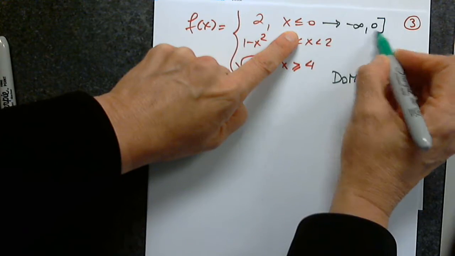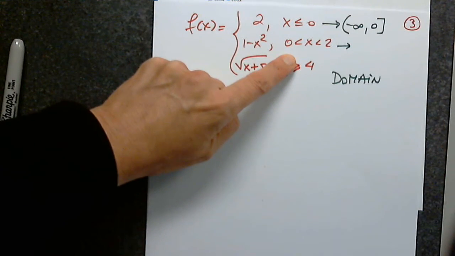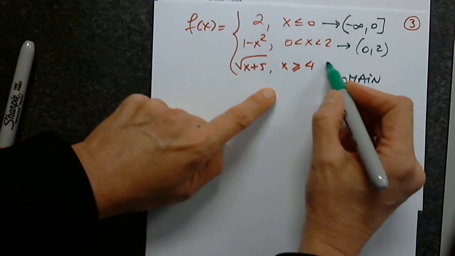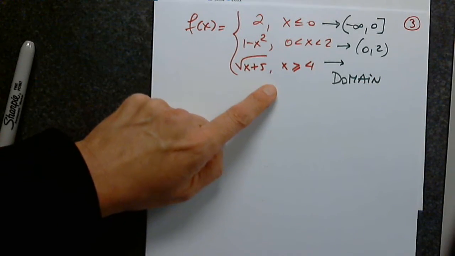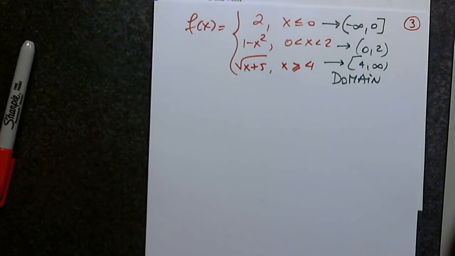Negative infinity to 0. Good, perfect. Let's change this one into interval notation. Very good, 0 to 2. And finally, let's change this one into interval notation. I'm not saying that you cannot identify the domain if you don't do this. I'm only saying that this will help me in the next step I want to show you.